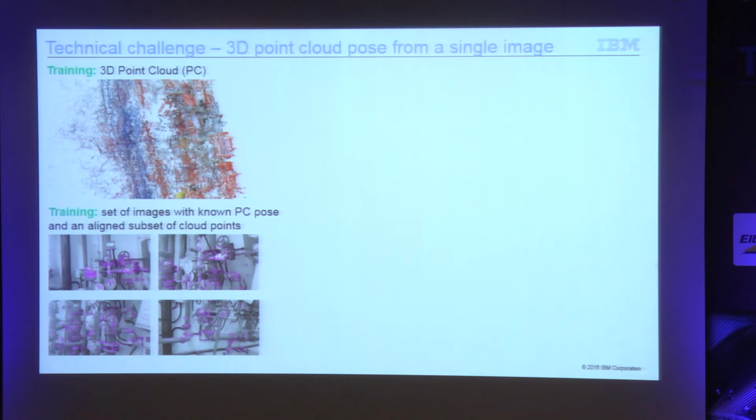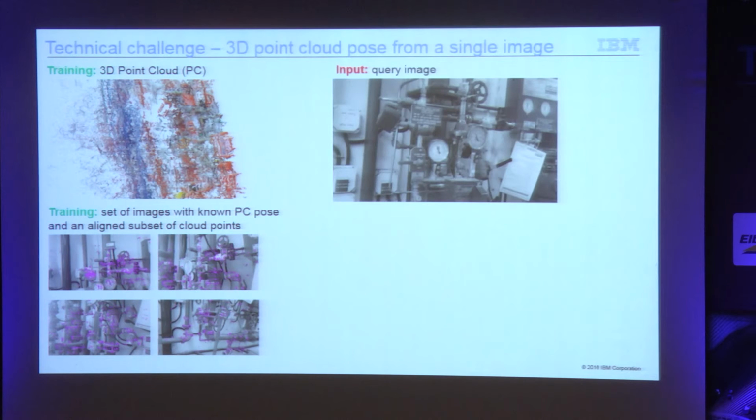And the second technical challenge, as I mentioned, the 3D point cloud pose estimation from a single image. There, our point cloud is usually accompanied by a set of training images. There are not a lot, up to 100 maybe, training images that were generated together with the point cloud when we reconstructed it from structure from motion. And in these images, the pose with respect to the point cloud is known, and also we know what are the visible points from the point cloud on those images, and they are, of course, aligned to the 3D points in the point cloud.